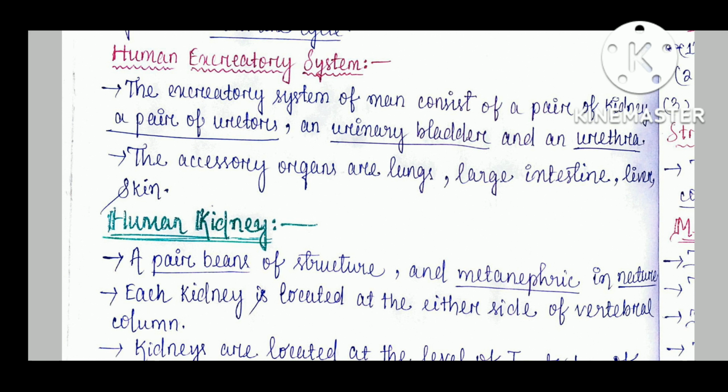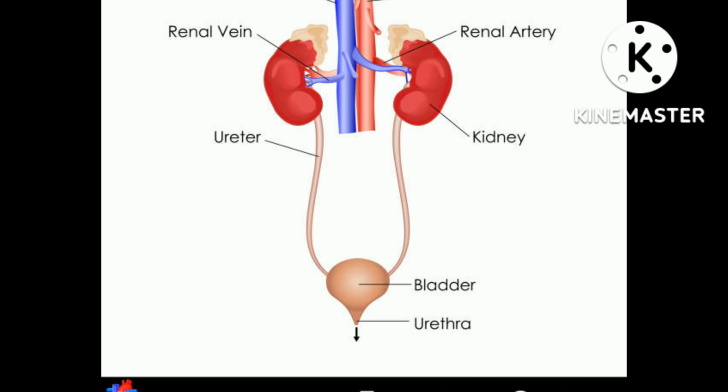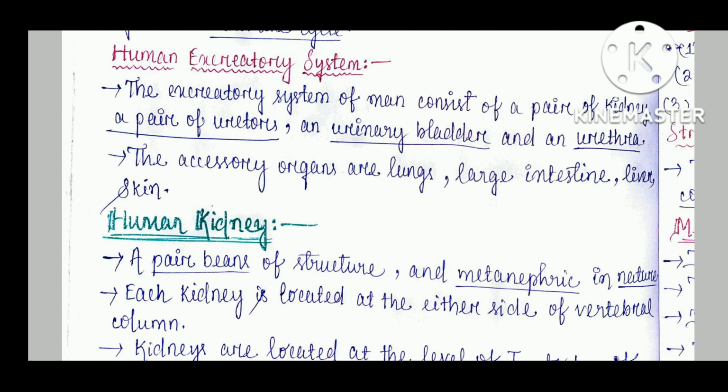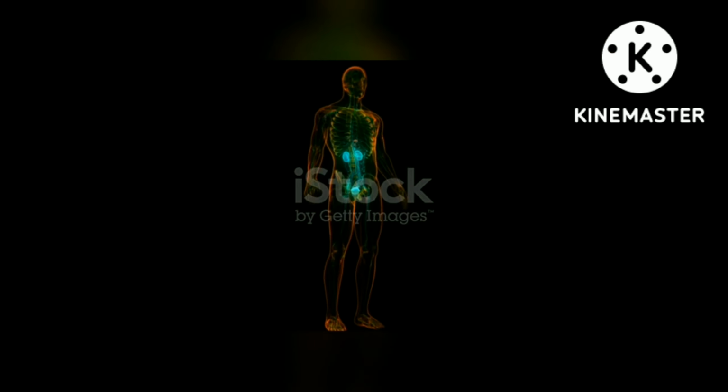Human excretory system. The excretory system of man consists of a pair of kidneys, a pair of ureters, a urinary bladder, and a urethra. The accessory organs are lungs, large intestine, liver, and skin. Human kidney: a pair of bean-shaped structures, metanephric in nature. Each kidney is located on either side of the vertebral column.